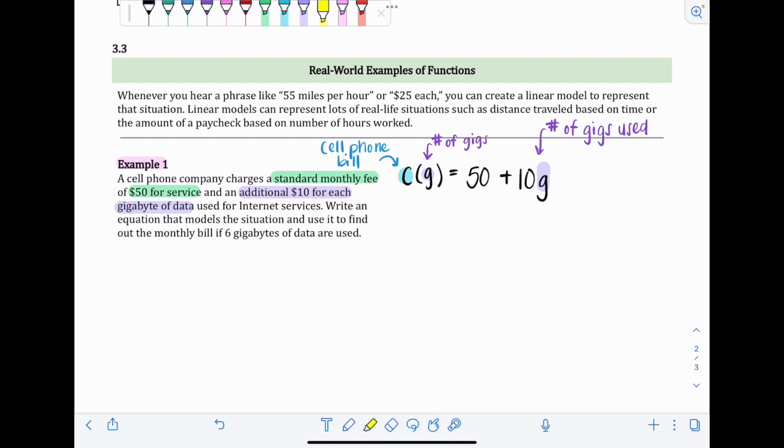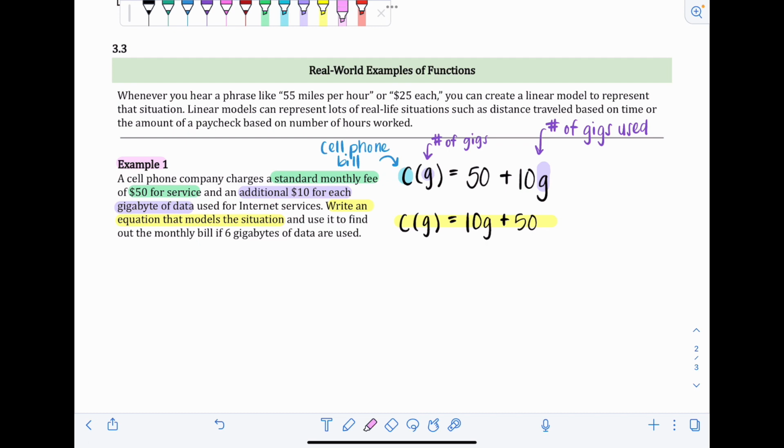I will say a lot of the time you'll see the variable part first. So I think I'm just going to reorder it that way, so we're getting more comfortable with reordering it if we ever needed to. So instead of 50 first, I'm going to put the 10G and then plus 50 after. So C of G equals 10G plus 50. So our problem says write an equation or a function that models the situation. That's this answer. So we've done that.